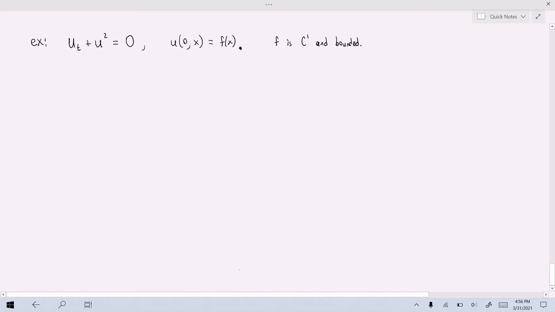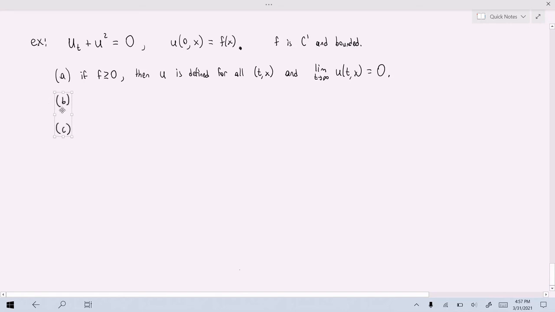Now, for this problem, there were 3 parts to it. So part A was, if f is greater than or equal to 0, to show that u is defined for all points t, x, and that the limit as t approaches infinity of u of t, x for any x will be equal to 0. That's part A.